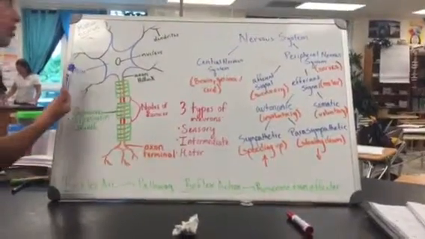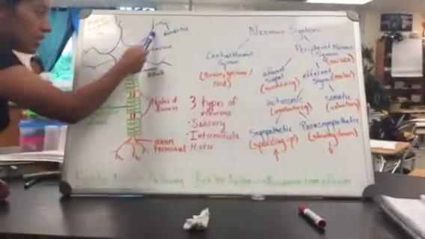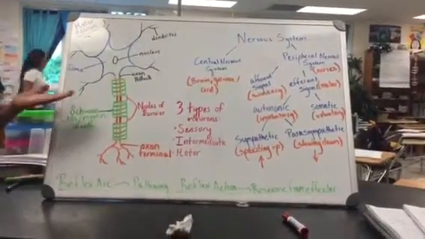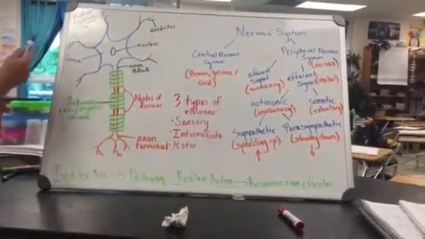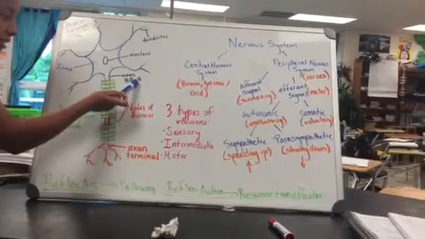So this right here is the motor neuron, which is the typical neuron that you see. It first starts off with the dendrites and goes down to the soma, which is your cell body. Within the soma you have your nucleus. Now then it goes down the axon. In between the cell body and the axon you have the axon hillock.